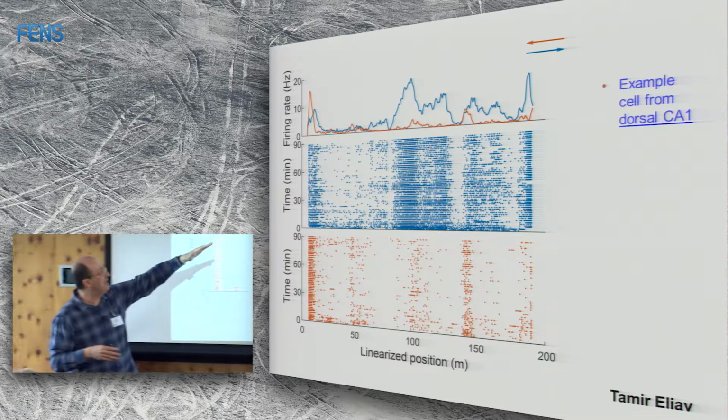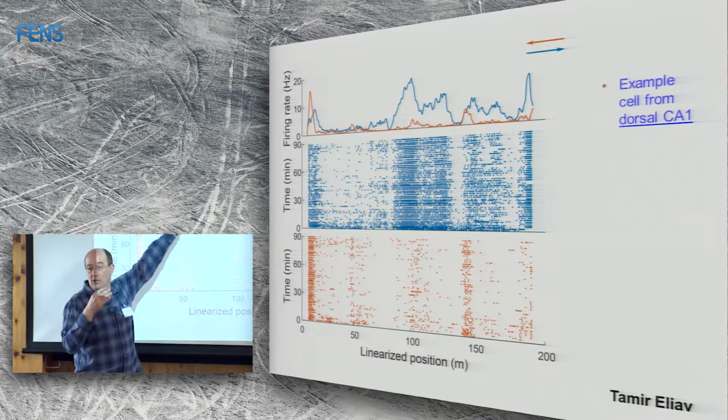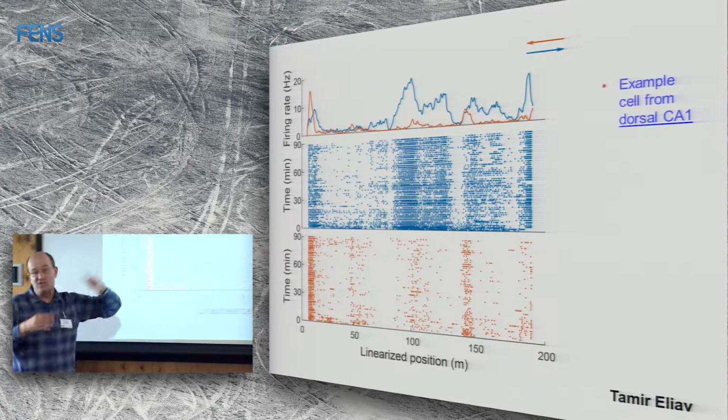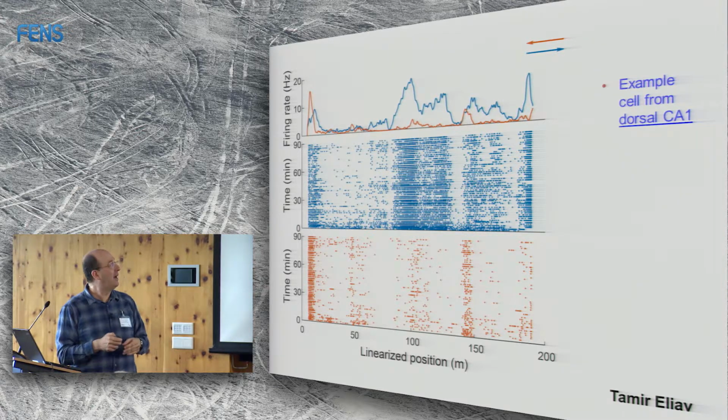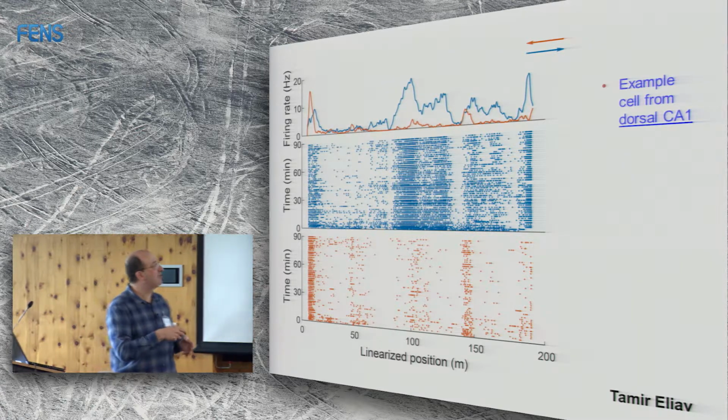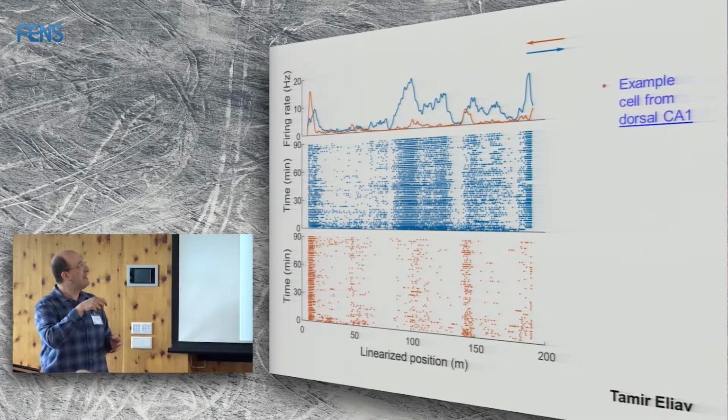First of all, you see that the map for the east direction and the west direction are different. This I already showed you. This is old news. We know that. But then there are some surprises here. First of all, you see that there are really nice, reproducible multiple fields in this environment. It's not your single Gaussian field, but multiple fields.